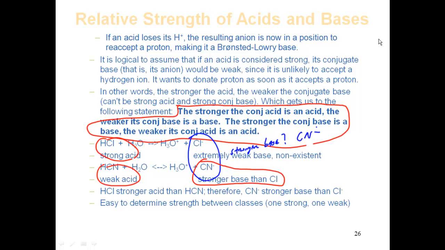Well, it's easy to determine strengths between something that's strong versus weak. So we can just look at our conjugate base and make that decision, just like we just did. But what happens if it's the same class? What if I got a strong versus a strong, or a weak versus a weak? How do I decide which one's going to be the stronger acid or the weaker acid? How do we determine that? That's what we're going to talk about next.